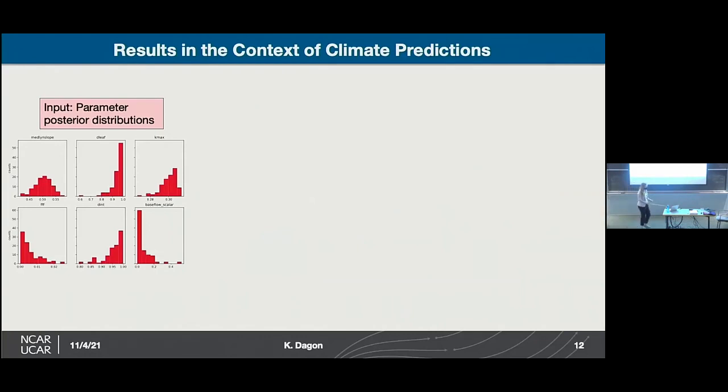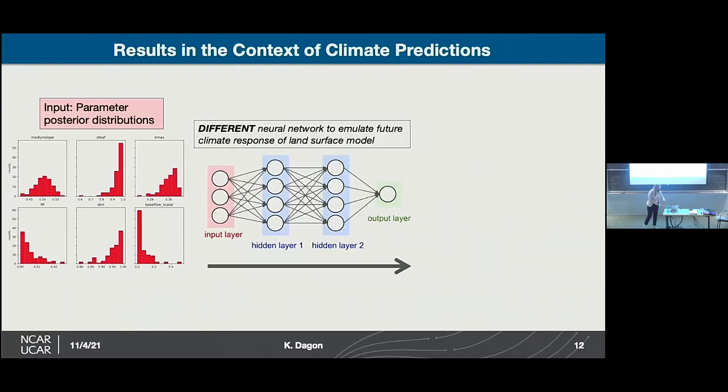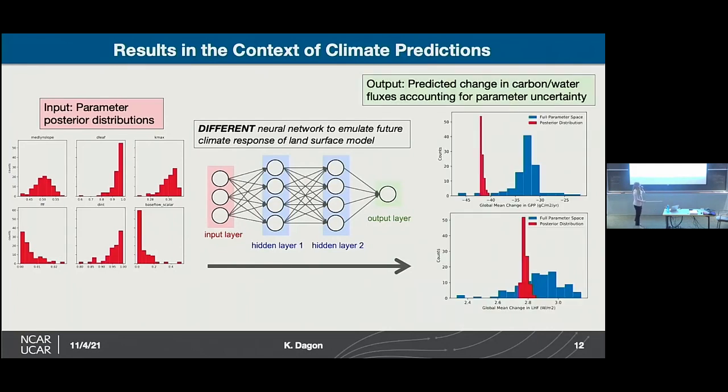And then one of the things that I'm playing around with, to understand this variation in parameters, is to run them through a different neural network that's been trained to emulate the future climate response of a land surface model. And then what we can do with that is compare the changes in carbon and water fluxes accounting for parameter uncertainty.